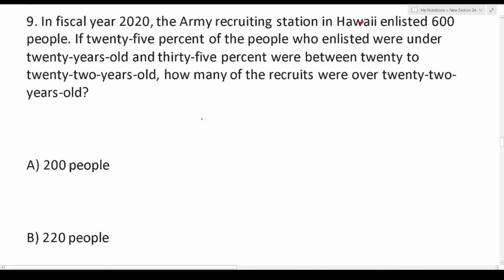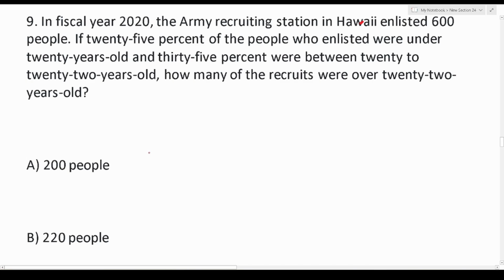All right, number 9 says, in fiscal year 2020, the Army recruiting station in Hawaii enlisted 600 people. If 25% of the people who enlisted were under 20 years old and 35% were between 20 to 22 years old, how many of the recruits were over 22 years old?